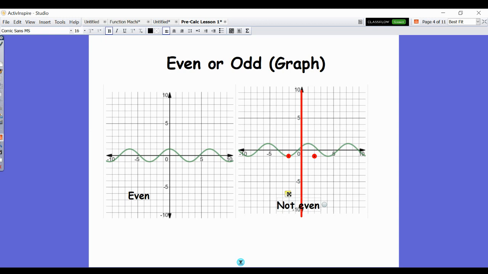Now, just because it's not even doesn't make it odd. It doesn't make it even or odd. At this point, we're just going to say it's not even. Okay? So even, you got the same y values and your x values are opposites. That is the only way you can tell if something is even.